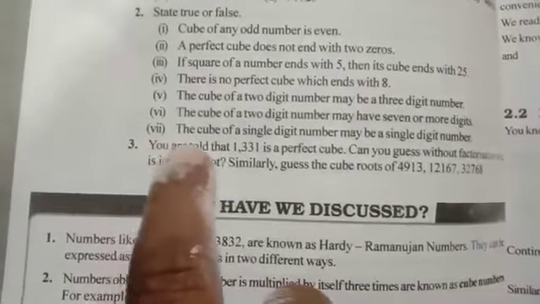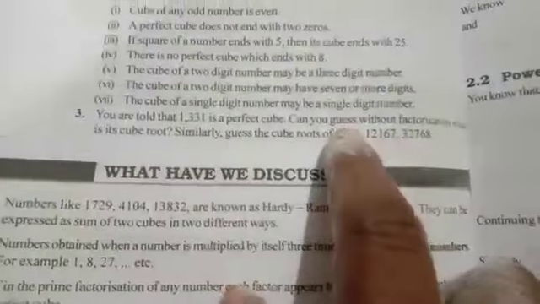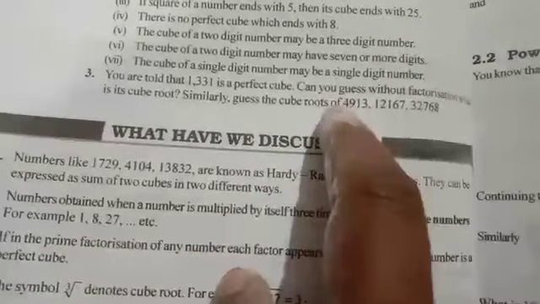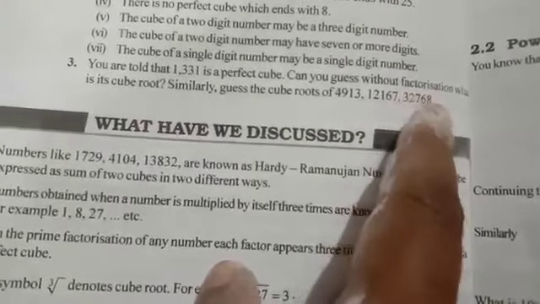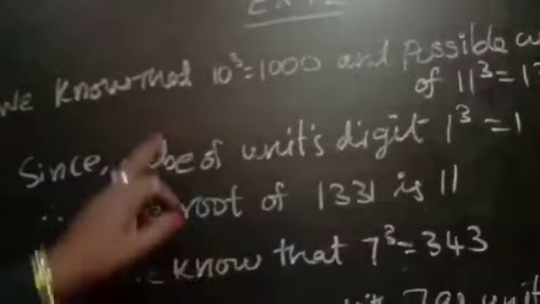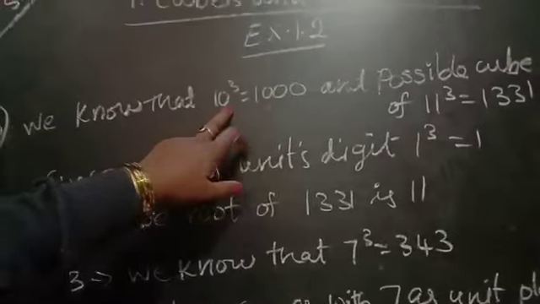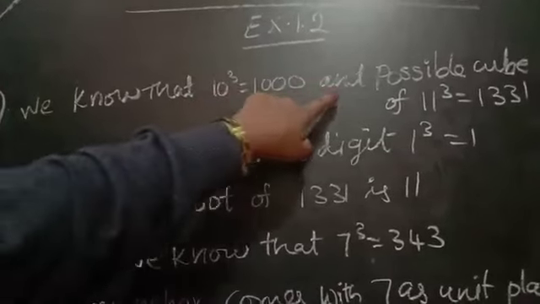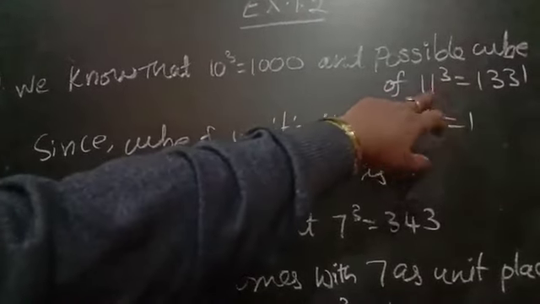Third one is, you are told that 1331 is a perfect cube. Can you guess without factorization what is its cube root? Similarly, guess the cube roots of 4,913, 12,167, 32,768. We know that 10 cube is 1000, because 0 is there 3 times, and 1 into 1 into 1, 1 we get. Same like that, 11 cube also is 1331.